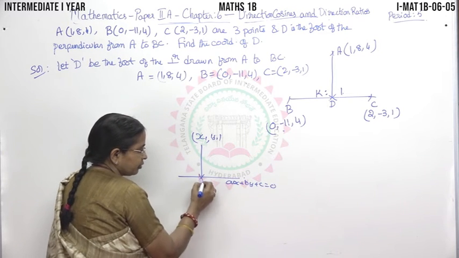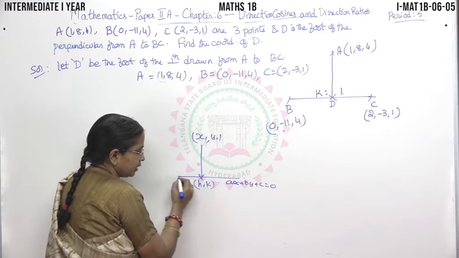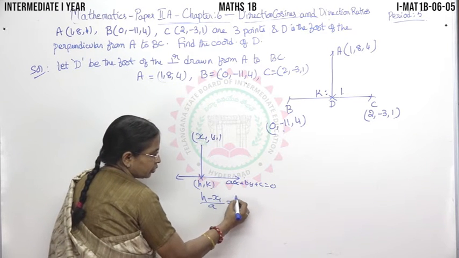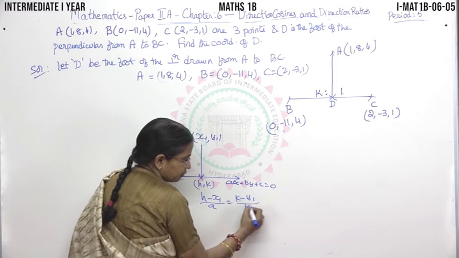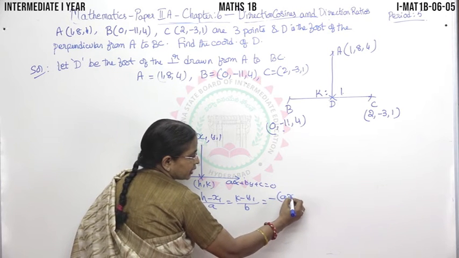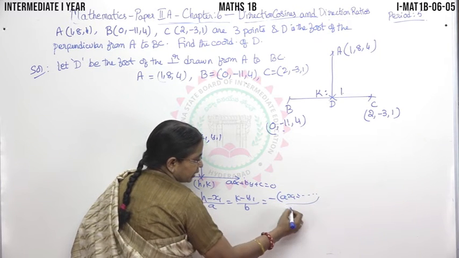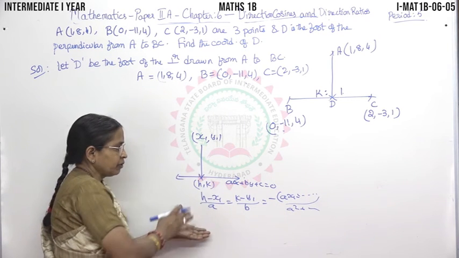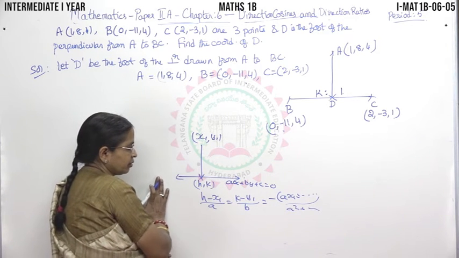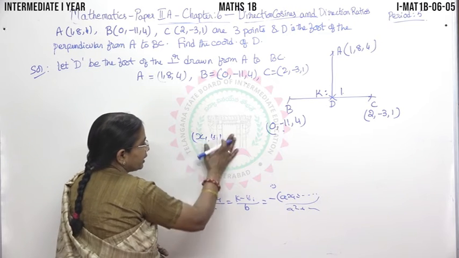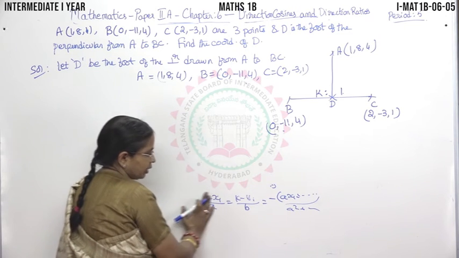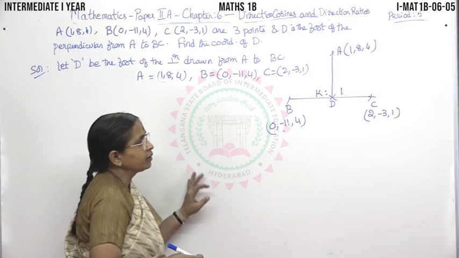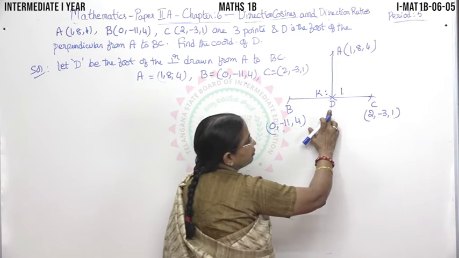If the foot of the perpendicular is h comma k, then you have the formula as h minus x1 by a is equal to k minus y1 by b is equal to minus of ax1 plus by1 plus c by a square plus b square. So you have the formula, and then using that formula you are finding the coordinates of the foot of the perpendicular. But here we don't have any such formula. So what is the procedure here to find the coordinates of the foot of the perpendicular?